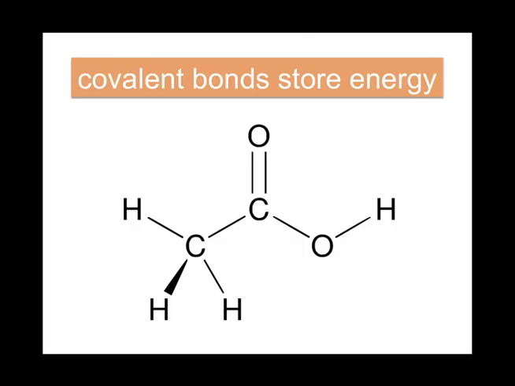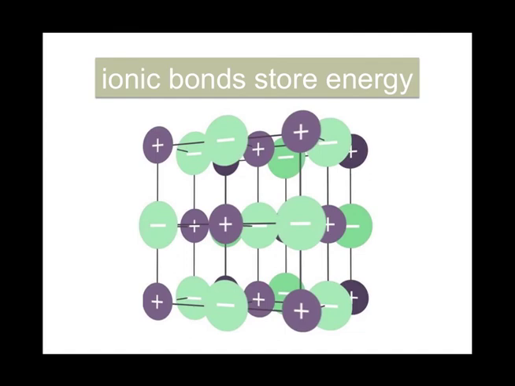We know that molecular compounds store energy in the covalent bonds between the atoms, and that the strength of these bonds depends on the identity of the atoms as well as the bond length. But ionic compounds also store energy in the electrostatic interactions they make between the ions in the solid lattice. These are ionic bonds, and ionic bonds can also vary in strength.